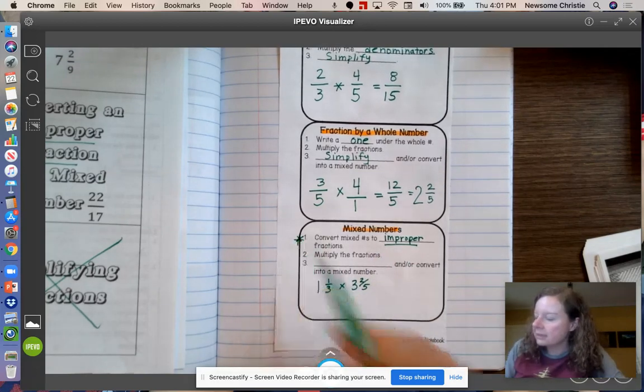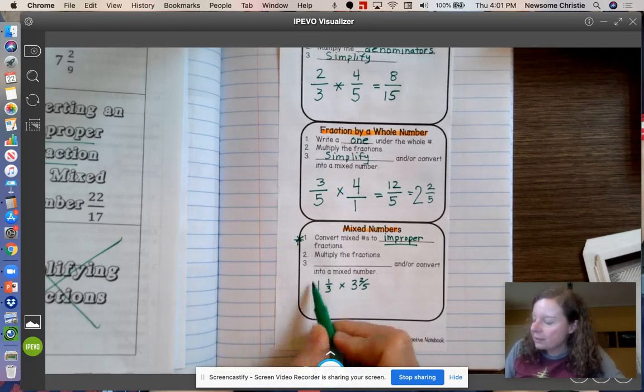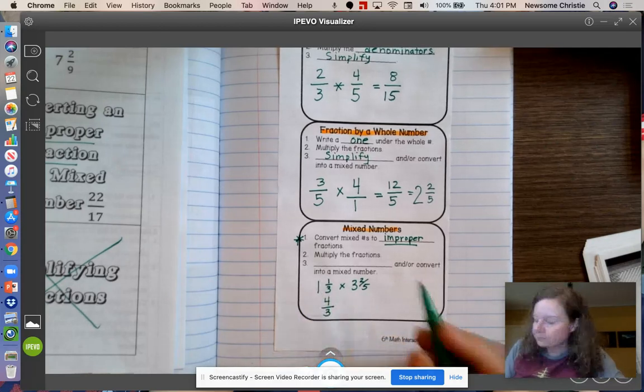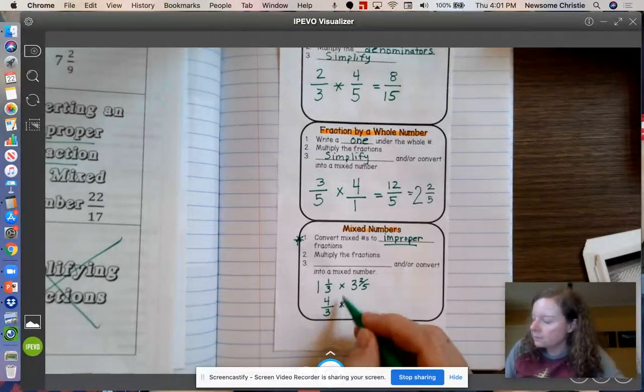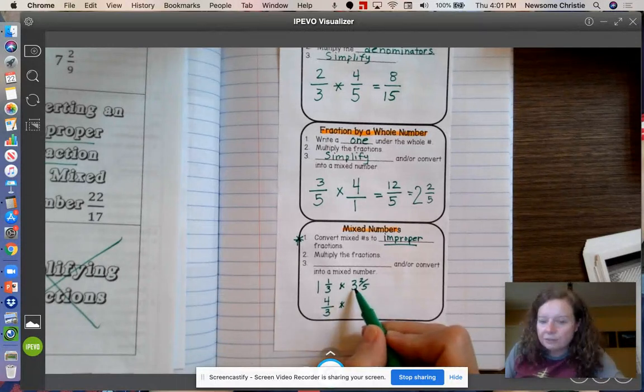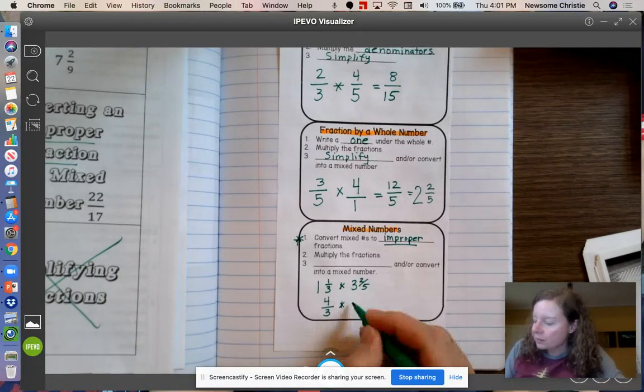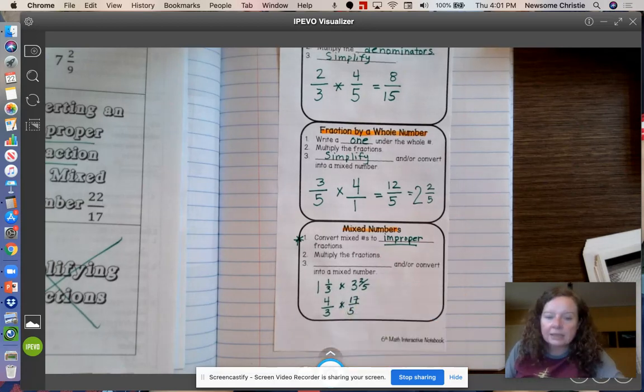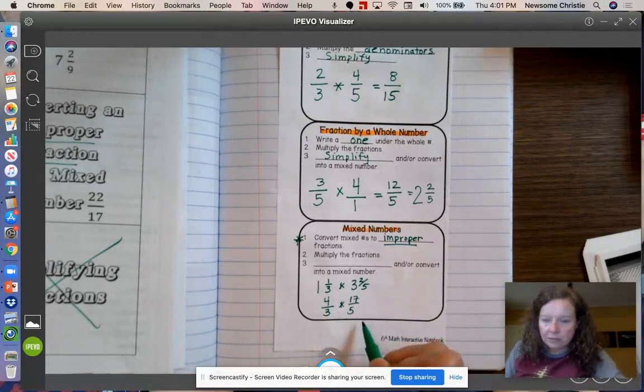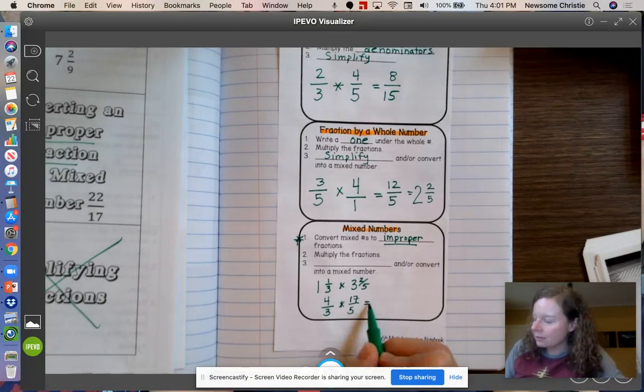So we have to change this to improper fractions. That is the key. The way we do that, think about that circle method. 3 times 1 is 3, plus 1 is 4. So that is 4/3 times 5 times 3 is 15, plus 2 is 17/5. And the denominator stays the same. So again, we changed them to improper fractions. Now that we have two improper fractions, they look like fractions, and we just multiply straight across.